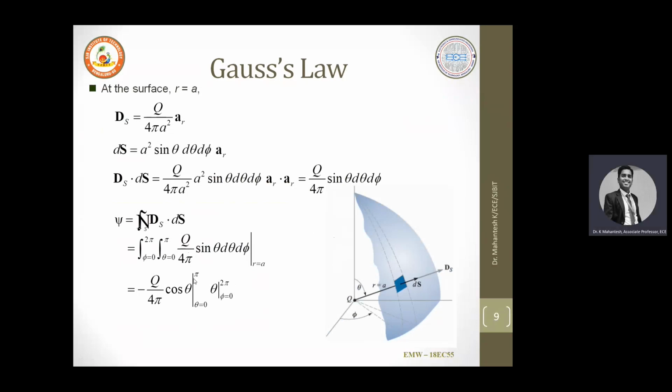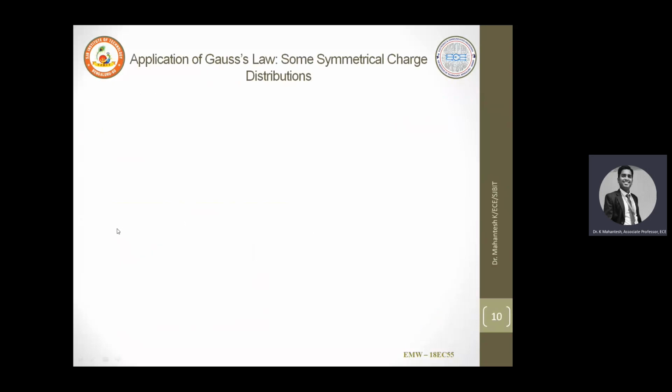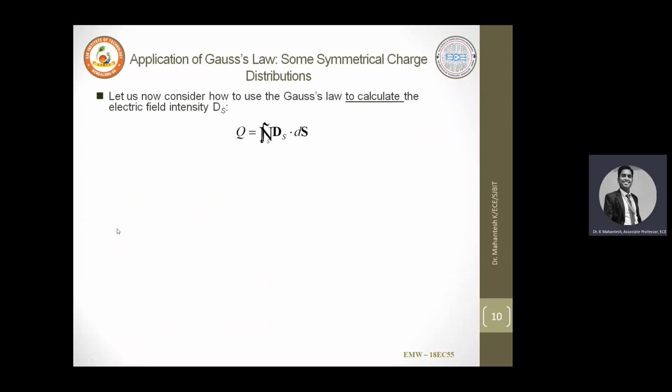Solving this integral, we obtain the resultant value as Q. So therefore, the surface integral of D dot dS is equal to Q, which is the total flux. So let us try to apply Gauss law for some symmetrical charge distribution. Now consider how to use Gauss law to calculate the electric field intensity. As per Gauss law, Q is equal to the closed surface integral of D dot dS.